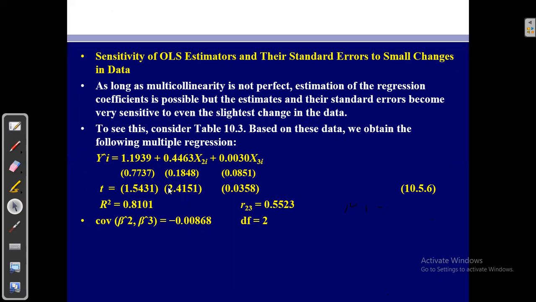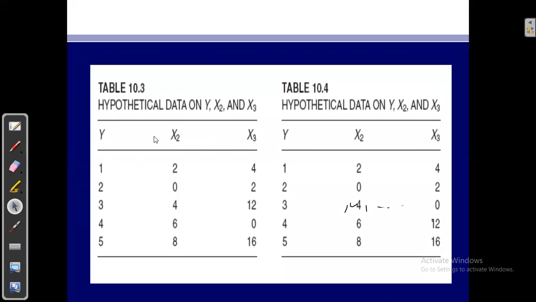So as you can see, if you have the 2T rule in mind, then the first T ratio is significant, which means the effect of x2 on y is significant. The second T ratio is actually not significant. R square is 0.81. This is actually based on table 10.3. Now, if you make a slight change, y remains the same, x2 remains the same, only a slight change is made here. You see, the two numbers in the x3 column, 12 at the third position and 0 at the fourth position, are interchanged.